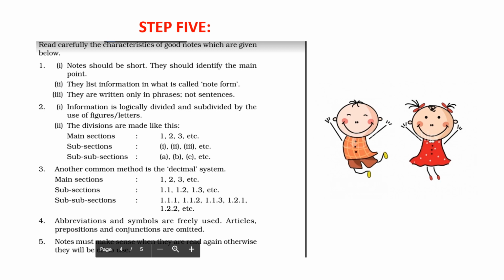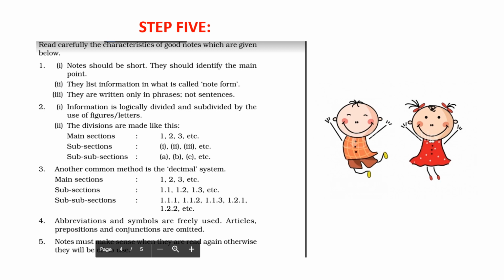Finally, we have to analyze whether our notes are good or not. So we have to read carefully the characteristics of good notes, which are as follows. Obviously, children, as I told you in the beginning, the notes have to be short. You should identify the main point in the notes, and they list information in what is called the note form. They are written only in phrases and not in lengthy sentences. Information is logically divided and subdivided.